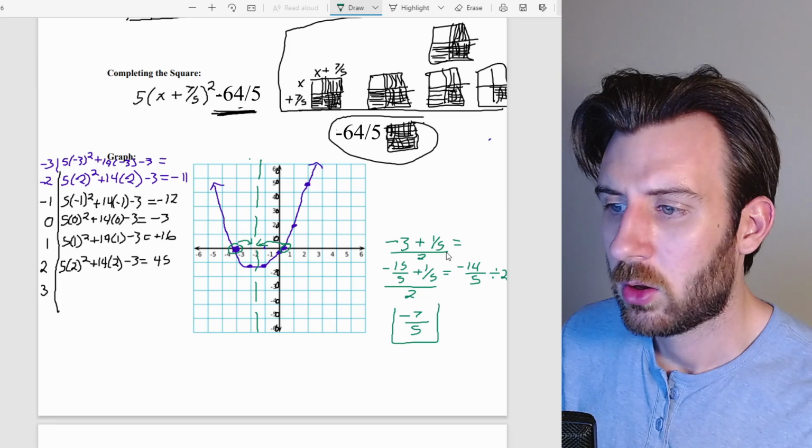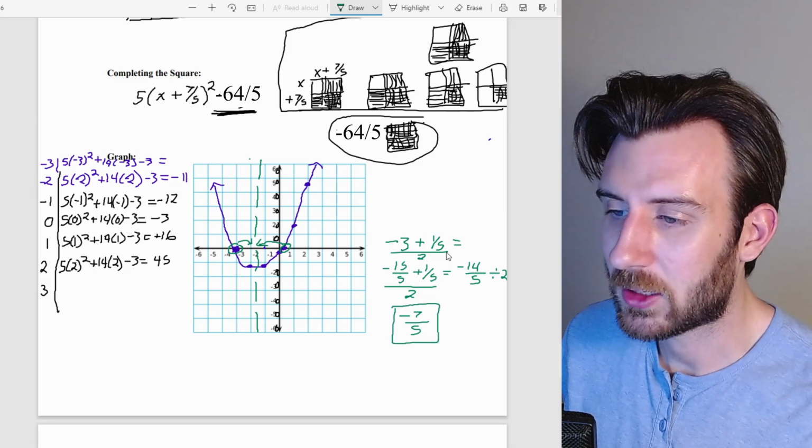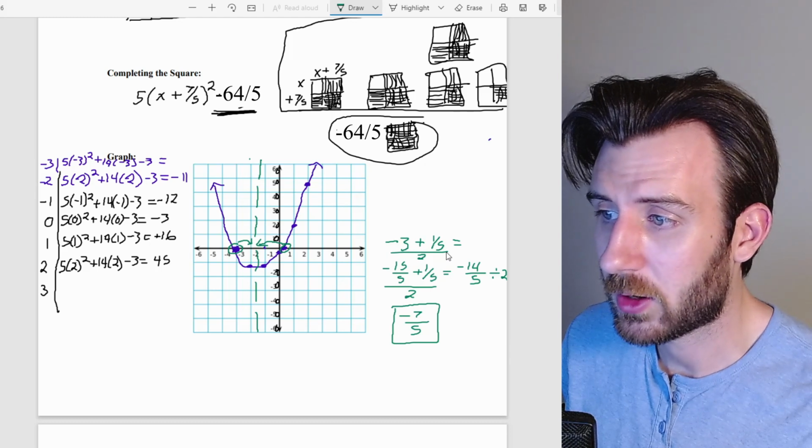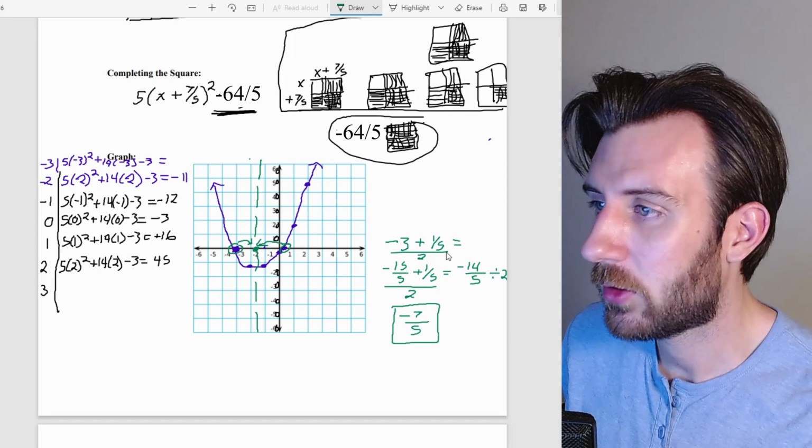Negative 7/5. Where have I seen negative 7/5 before? After all, that makes more sense. Negative 7/5 would be a little bit further over than negative 1. That looks right about here. Where have I seen 7? I've seen 7/5 right here.